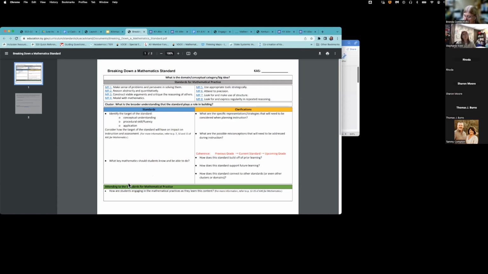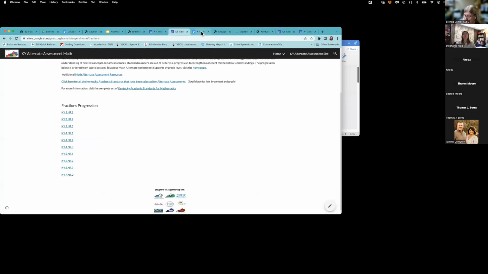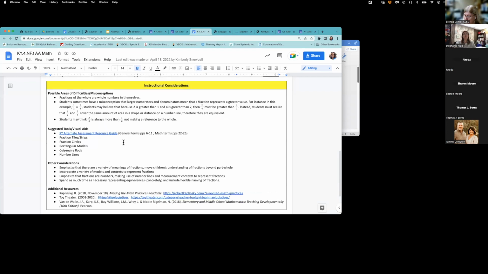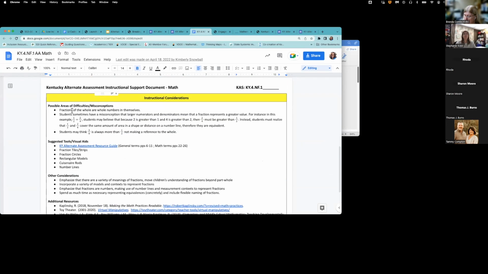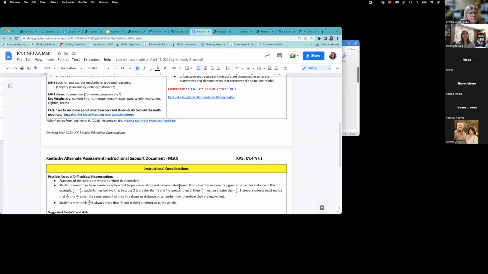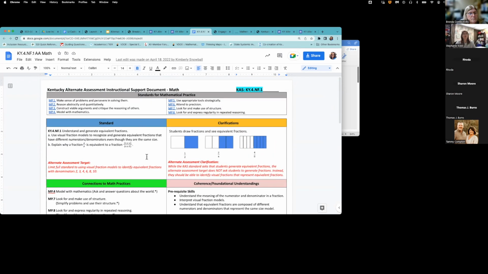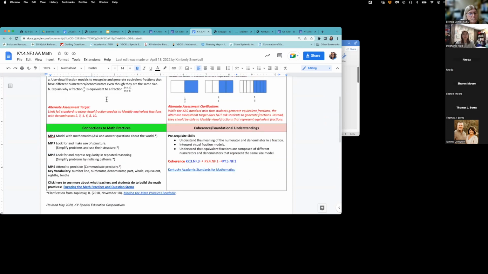Well, during that, if we go back to that alternate assessment that we were doing earlier, that's exactly what we did here. We went through and asked, what's a possible misconception my student is going to have? Then what are some things I can use to teach this with? And then what considerations am I going to have to make? So those are really already done for you if you want to break down the standard here.